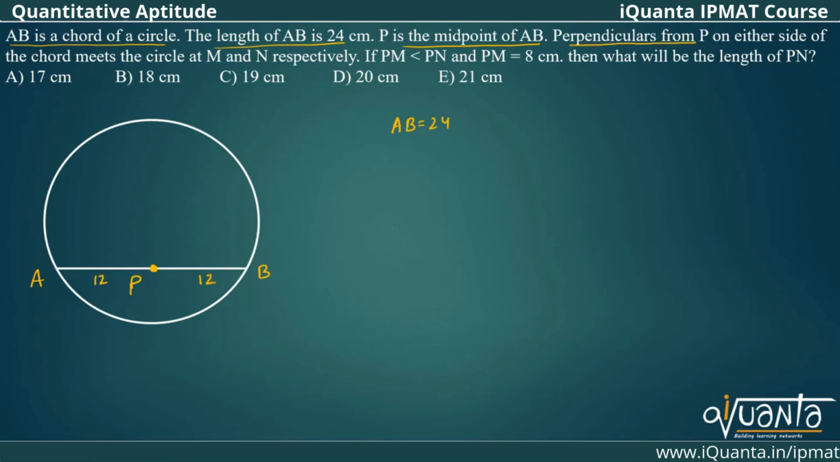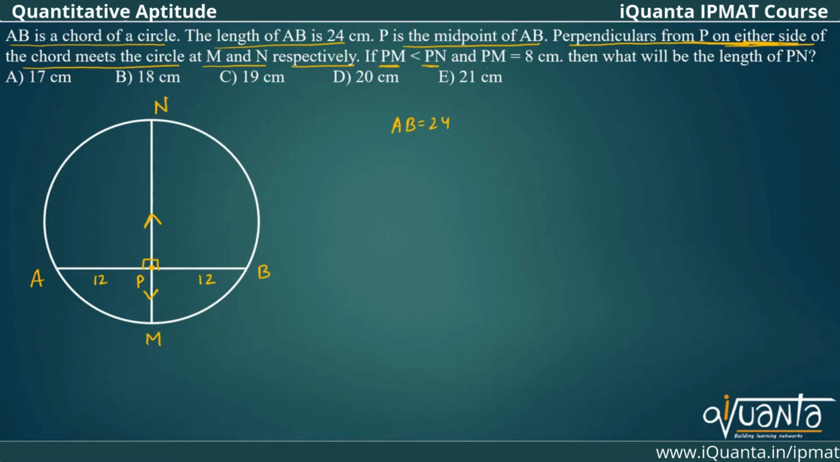Perpendiculars from P on either side of the chord meet the circle at M and N respectively. So we have to draw perpendiculars from P. So if I draw perpendicular from P, this is P over here. We have to draw perpendiculars from P on either side of the chord. That means we will draw perpendicular in this direction and in this direction as well. So those perpendiculars will meet the circle at M and N respectively, if PM is less than PN. So PM has to be smaller, so M will be over here, N will be over here.